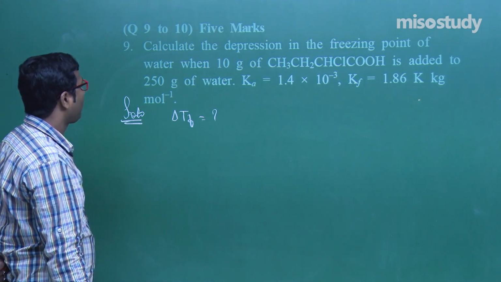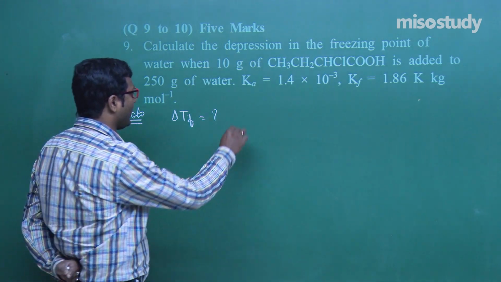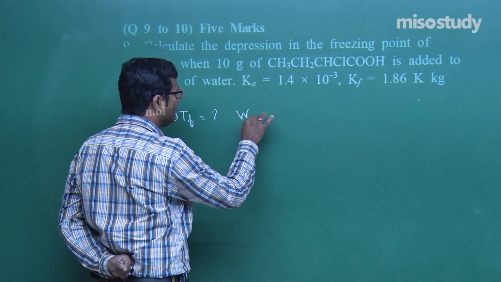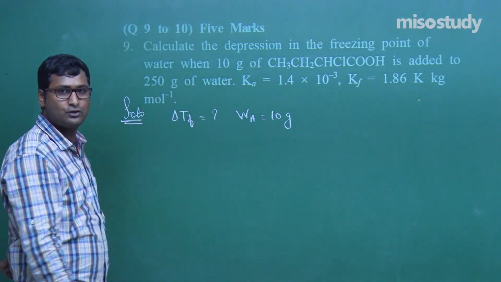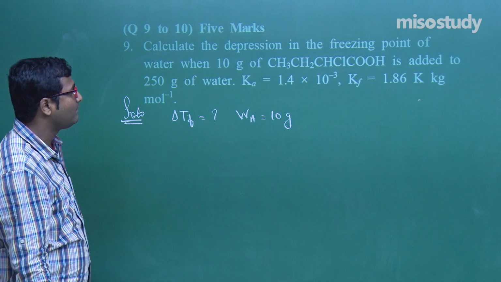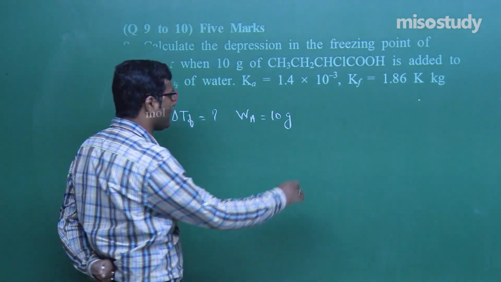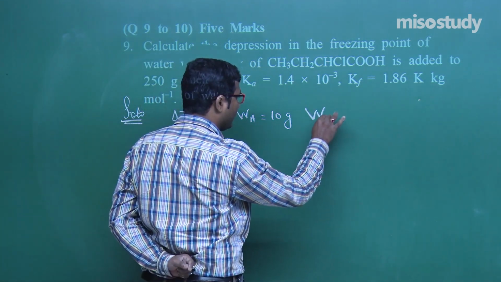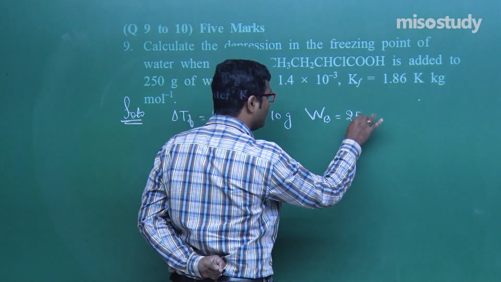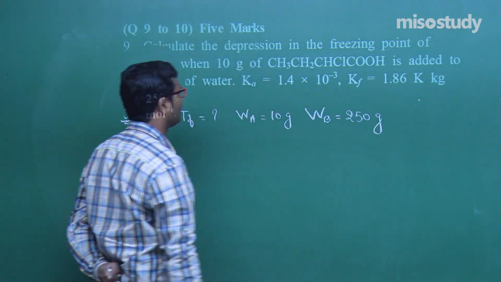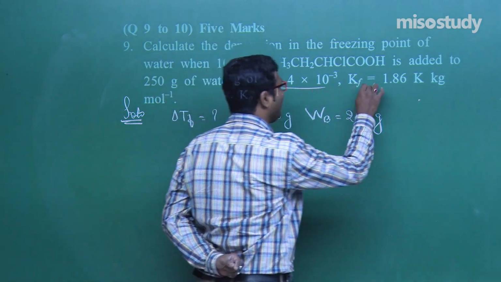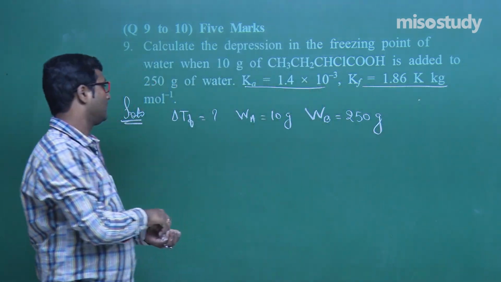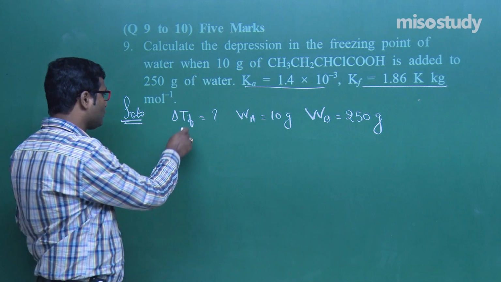In water, the given mass of solute is 10 gram of CH3CH2CHClCOOH, added to 250 gram of water. That is, the weight of the solvent given here is 250 gram. And what else is given? Ka and Kf also. Clear? And what we need to find?